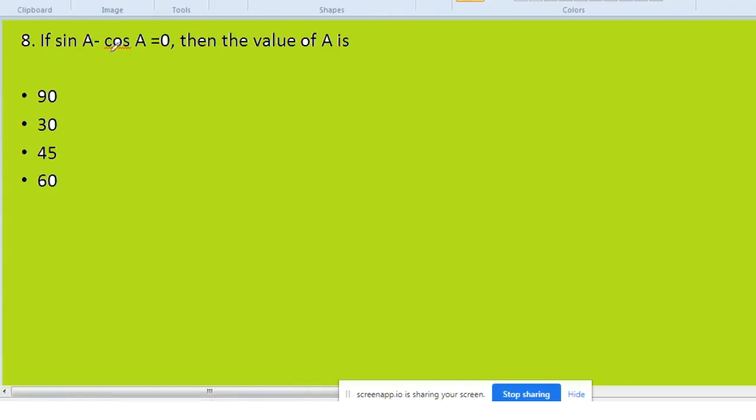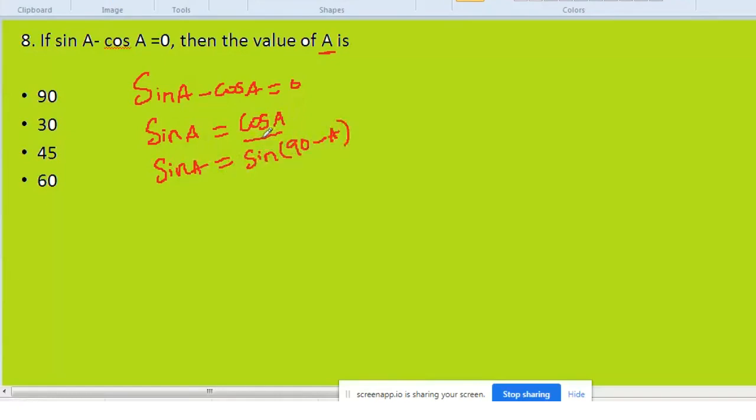Eighth question, if sin A minus cos A is equal to 0, then the value of A is. Four options are 90, 30, 45, 60. So sin A minus cos A is equal to 0. I'm moving minus cos A to the other side. It will become plus cos A. Clearly it is a complementary angle. We have already seen cos A complementary angle will be sin 90 minus A.